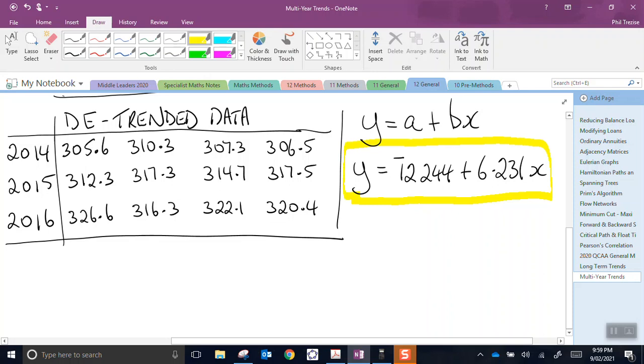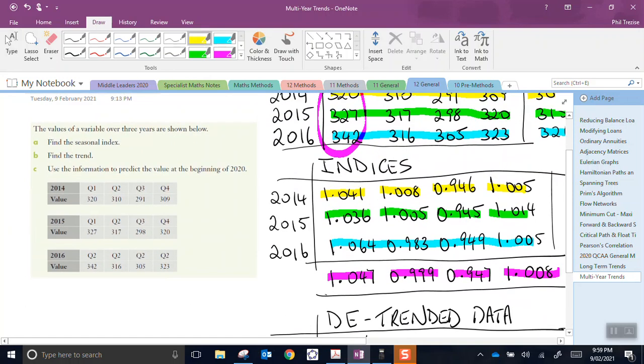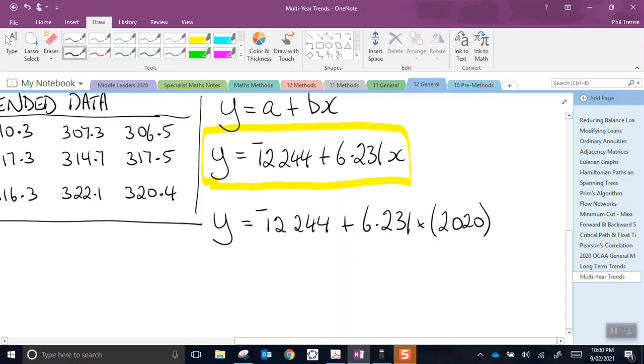So detrended data, that's modeling the trend. Now, the question said, find the indices. Yes. Find the trend. That's my formula. Use the information to predict the value at the beginning of 2020. Now, this is the nice thing about this. The beginning of 2020 is 2020.0. So I can literally write in my time: negative 12,244 plus 6.231 times 2020. The beginning of 2020, there we go. We just write the year in there. If they had said halfway through, we would have gone 2020.5.